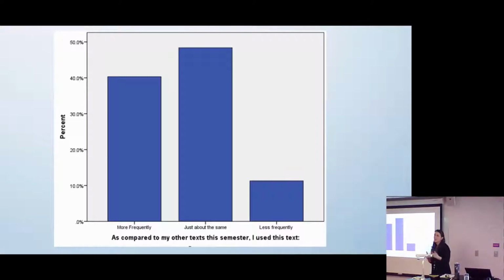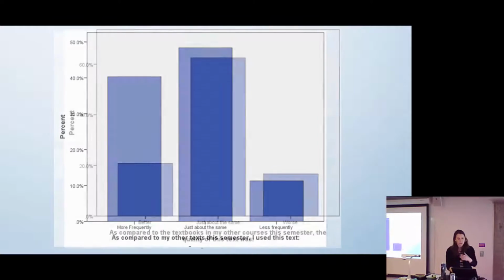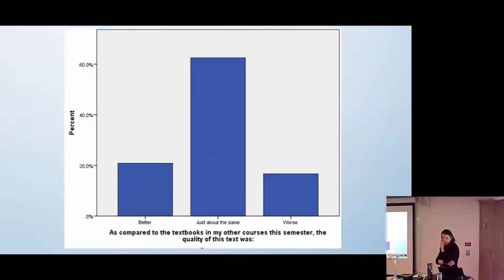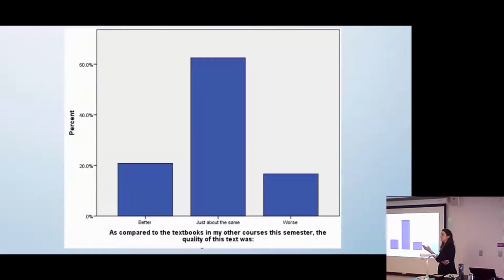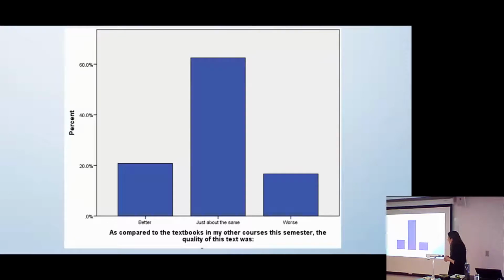So they're using the textbook, they're engaged in that. We asked them about the quality, because that's one of the concerns: publishers are paying people, so they're going to produce better stuff. What do students think about the text? Less than 20% said it was worse. Over 60% said, yeah, not really different.